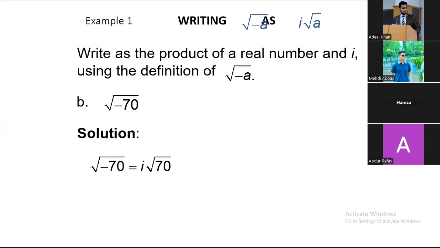Coming to the next example, the expression square root of minus a as an example with a real number, that is square root of minus 70. Here, minus 1 multiplied by 70, and the square root of minus 1 is represented by iota. So we get iota square root of 70.